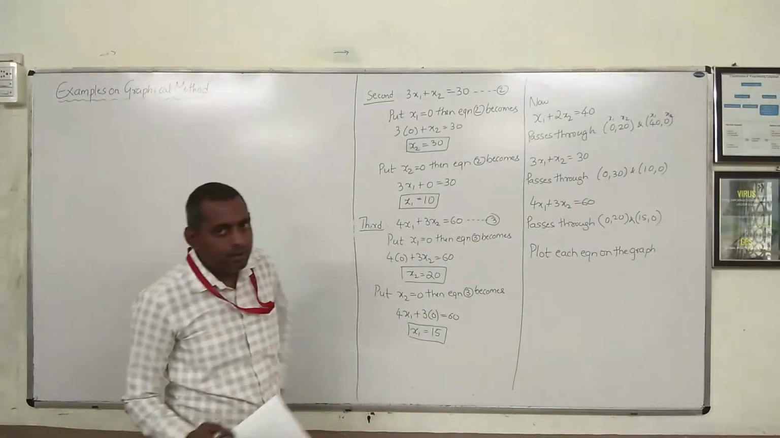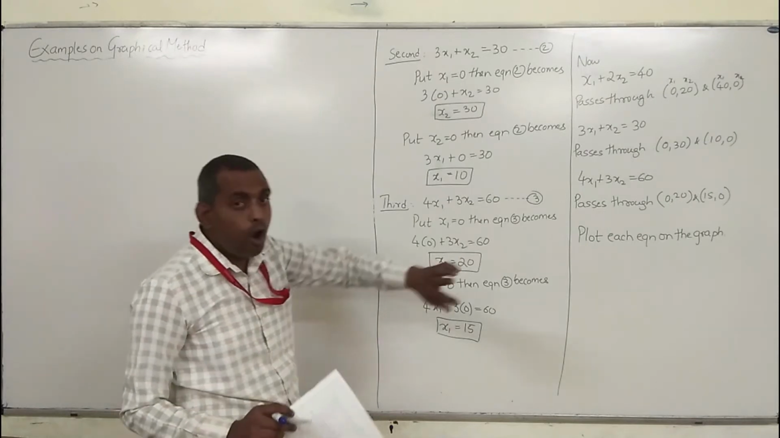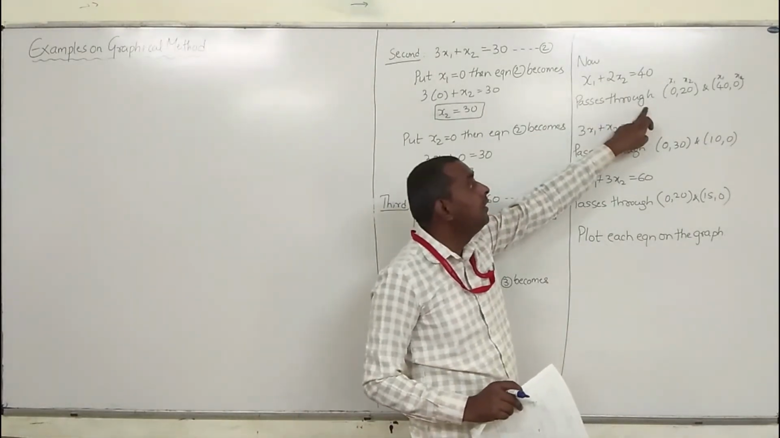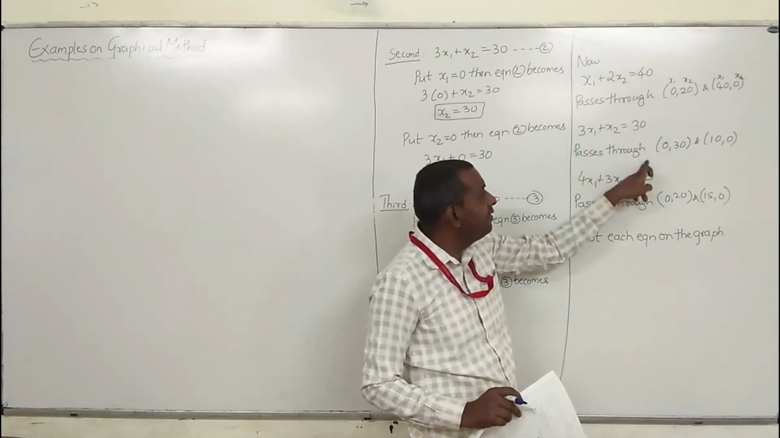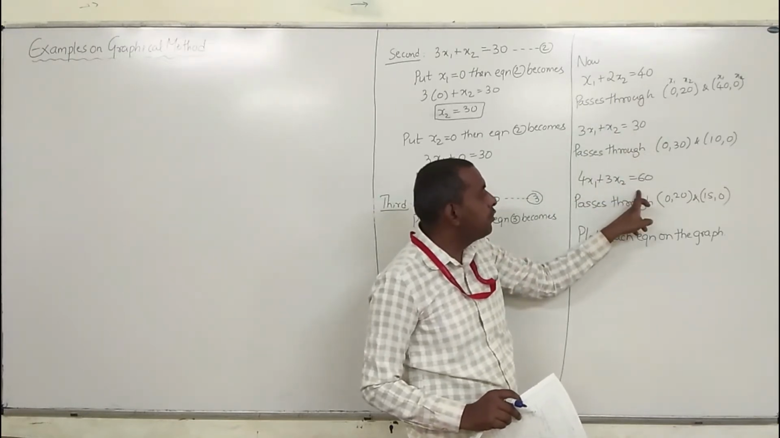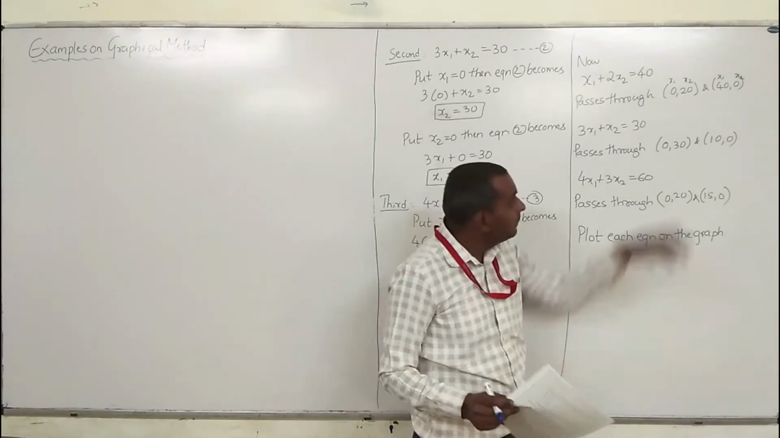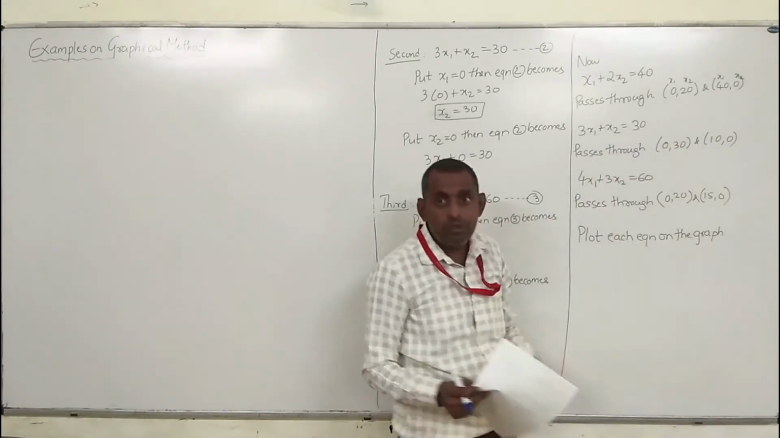Continuation of the graphical problem here. So we got the points. For this equation we got these points. For this equation we got these points. For this equation we got this point, and we need to plot these three equations on the graph.